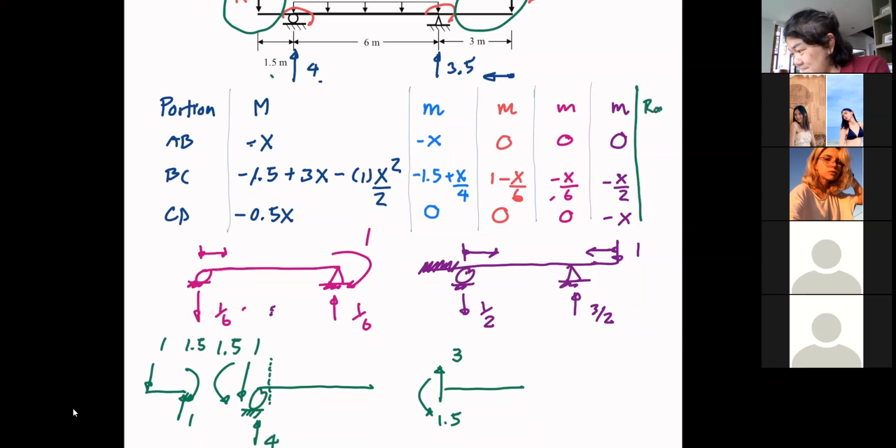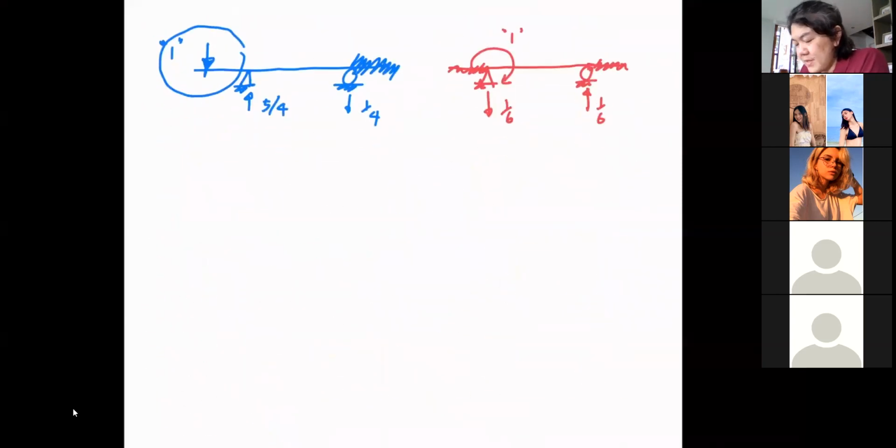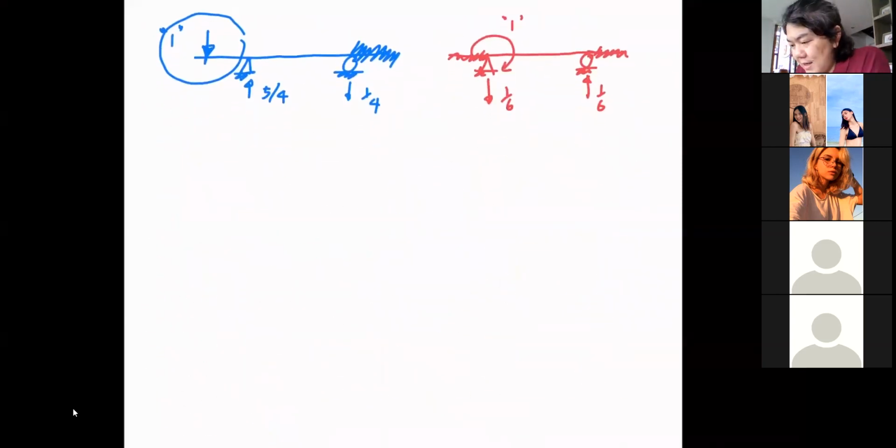Range. First one is, of course, from 0 to 1.5. The second one is from 0 to 6. The last one, 0 to 3. So we can easily finish this. Okay, the first one, delta A, that's 3 integrals. Let's take 1 over EI out of the thing first. This is going to be a huge integral.